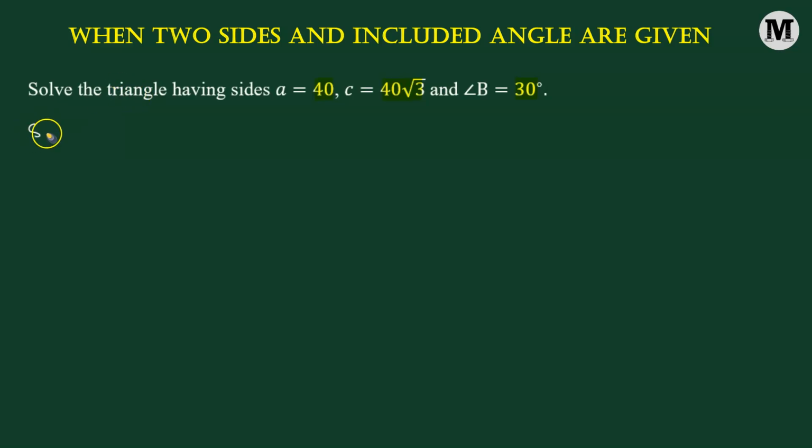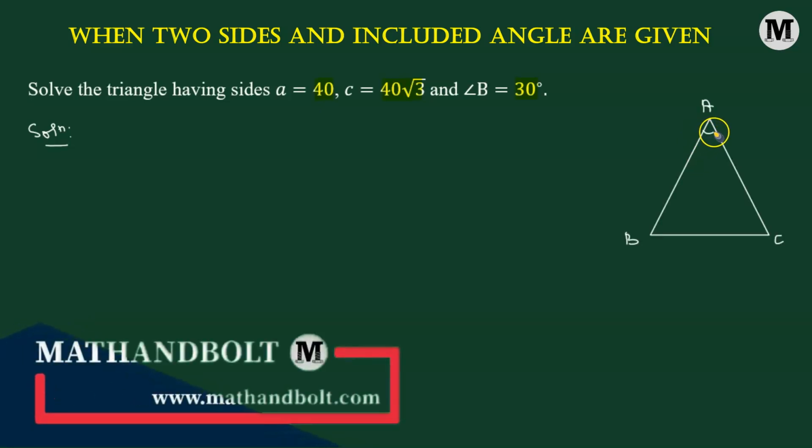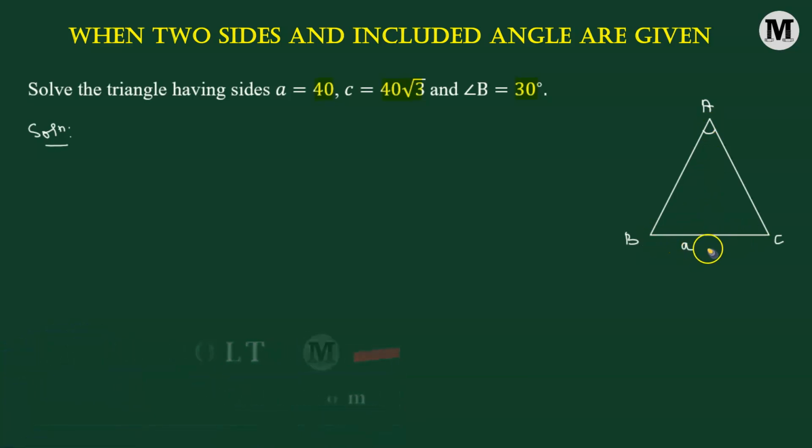Okay, let us begin. What we'll do first, we are going to consider a triangle with vertices A, B, and C. Then we are going to consider the angle A. The side opposite to angle A, which is BC, we're going to denote by the lowercase letter a. It's given here that this is 40 units. Then we consider the side that is opposite to angle C. We're going to denote it by the letter c, and it is given as 40 times square root of 3 units.